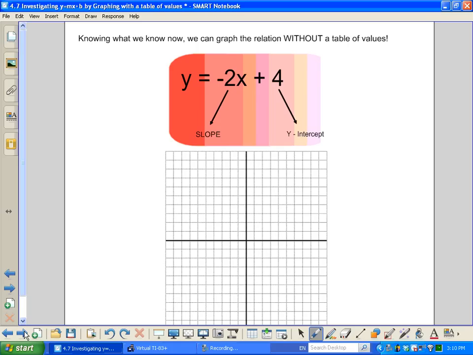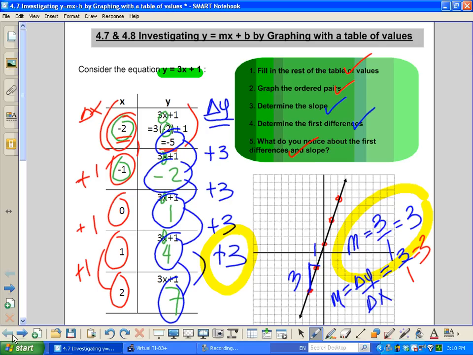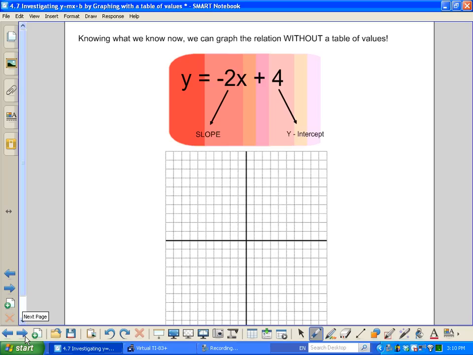So, knowing what we know now, we can actually graph this relation without a table of values. Let's take a quick look back at this equation and ask ourselves, where else did we see this magic number 3, the slope of 3? Well, there seems to be a 3 right there. I'll give you the hint that that number in front of x is the slope, what we call the coefficient of x.